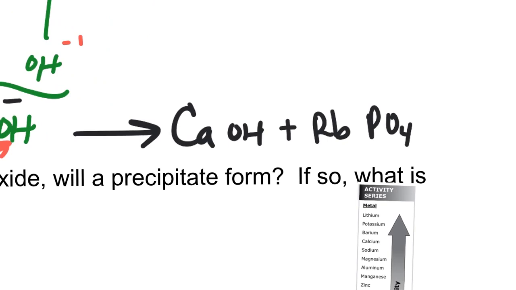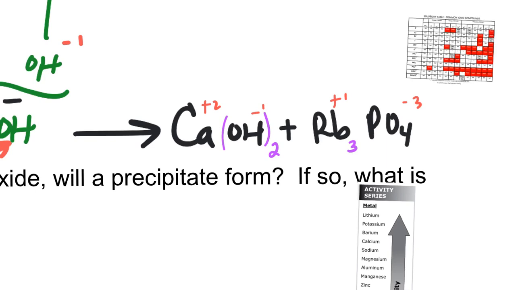Remember to add charges. So this is a +2 here, a -1, +1, and a -3. You have to make sure you do the crisscross. You're going to have 3 copies of the rubidium atom, and you're going to need a 2 subscript on the hydroxide. Then look these up on the solubility table, and you should be able to figure out if it's going to form ions or not. Let's take a look at that solubility table.